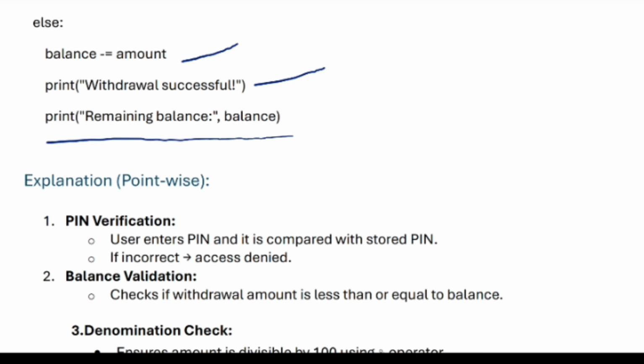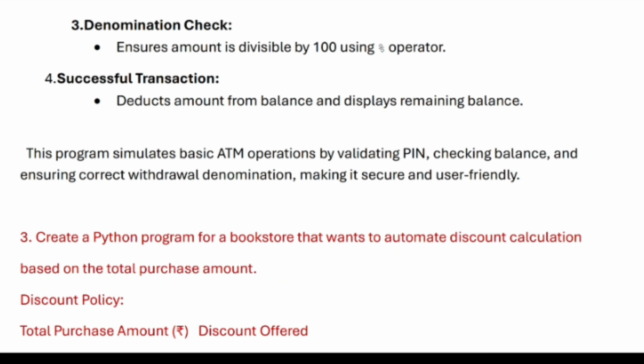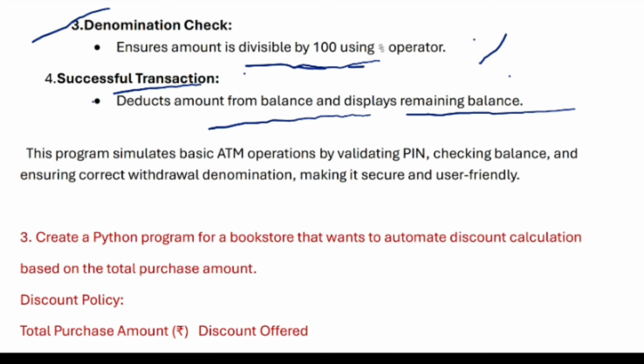Coming to the explanation, the first step is PIN verification. Enter the PIN and compare it to the stored PIN; if it is incorrect, access is denied. Next is balance validation: check that the withdrawal amount is less than or equal to the balance. Third is the denomination check: ensure the amount is divisible by 100 using the percentage operator with equal to zero. Finally, for a successful transaction, deduct the amount from the balance and display the remaining balance of the ATM.